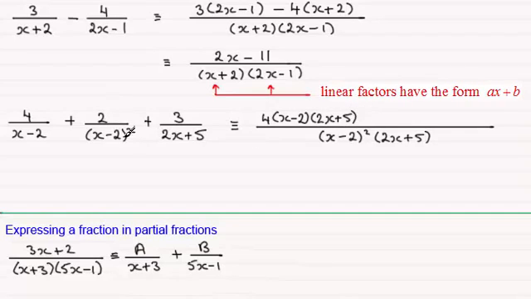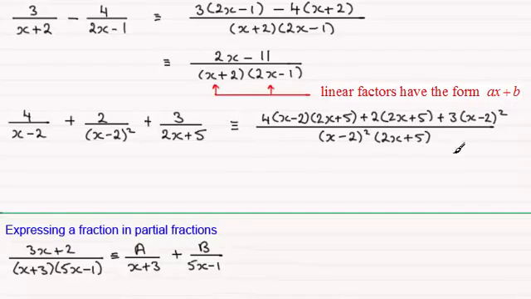For the next fraction here, x minus 2 squared has to be multiplied with 2x plus 5 to get that denominator. So we multiply the 2 up there with 2x plus 5. And then finally, for this last term here, the 2x plus 5 is multiplied with x minus 2 squared to give that denominator. So we multiply the 3 then with x minus 2 all squared.